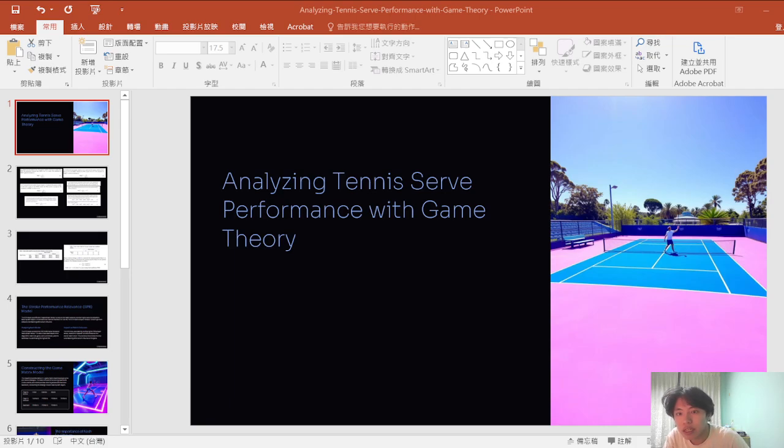And this is the game matrix model. Table 1, Table 2, and player A has three options: inside, outside, middle, and player B has two: forehand and backhand. And Table 2 is about the matrix model.